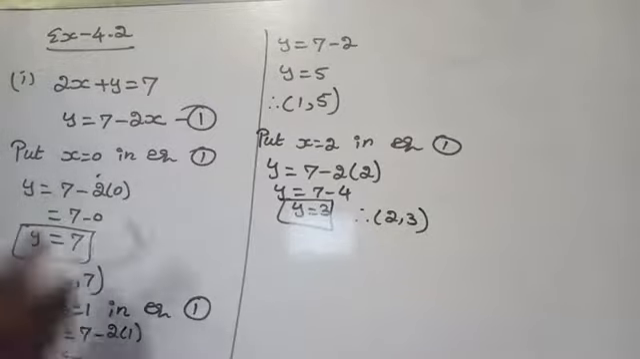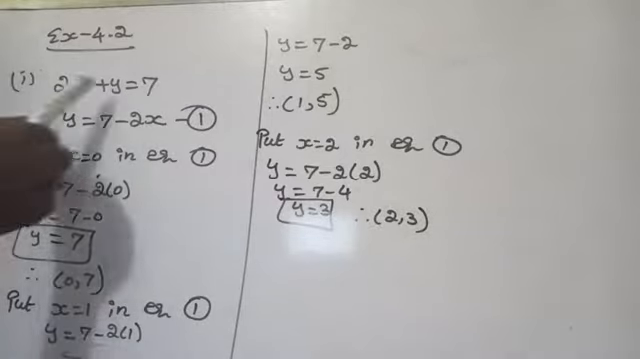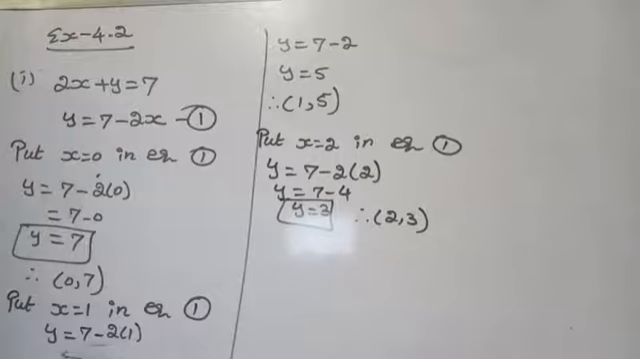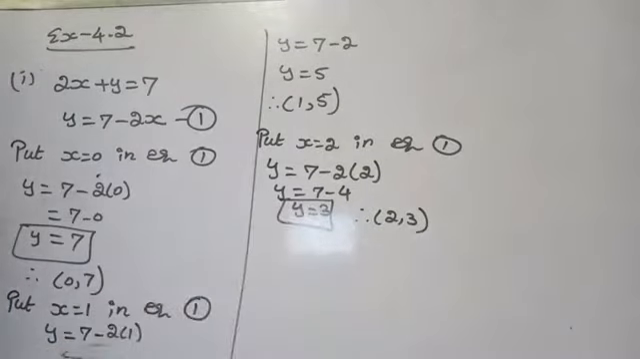Now you can check. Put x is equal to 2 here. 2 twos are 4. Y value is 3. 4 plus 3 is 7. It satisfies. So now we found 3 solutions. What are they? 0 comma 7, 1 comma 5 and 2 comma 3. So you have to find one more solution because they asked us to find 4 solutions for that.